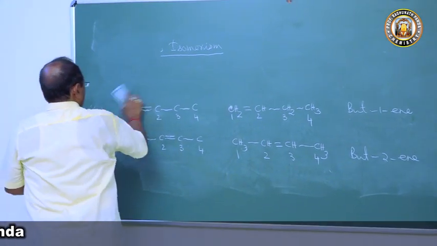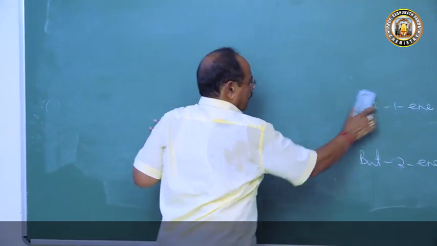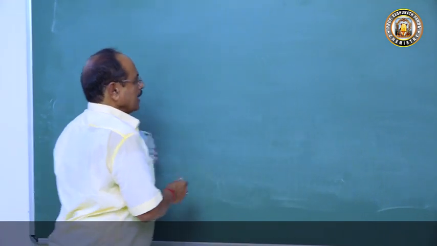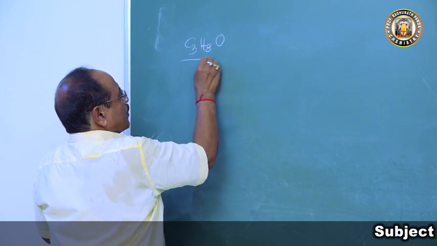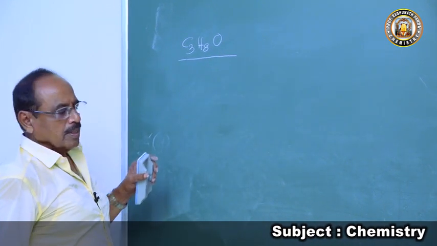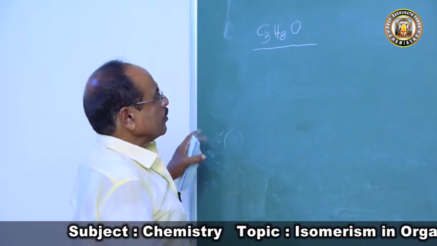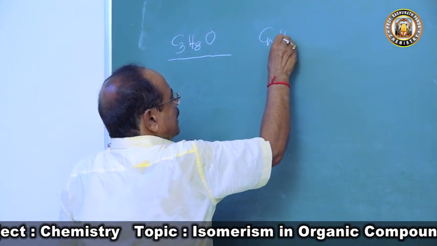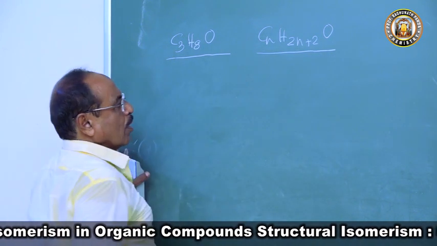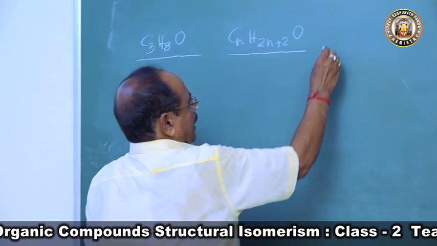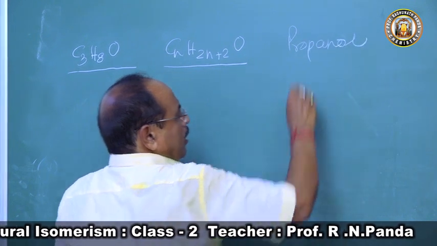alcohol, let's take an example of a compound having a functional group, C3H8O. How many carbon atoms are there? 3 carbon atoms. So this is a propanol. What is this? This is a propanol. So why? Now the molecular formula is CnH2n+2O. So this is alcohol. This is the formula of alcohol and it is propanol. 3 carbon atoms are there, propane minus e plus -ol, so it is called propanol.